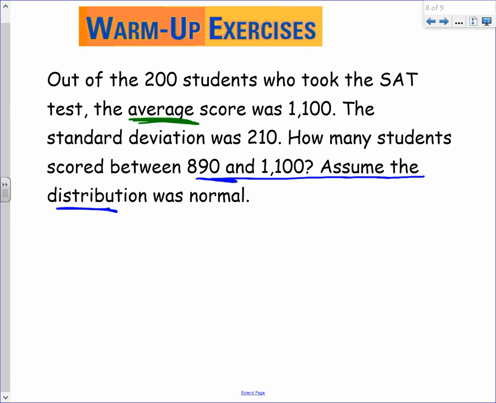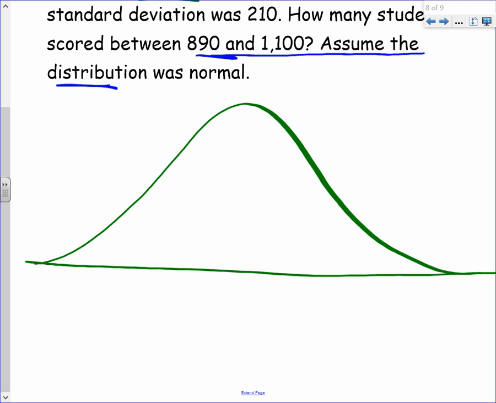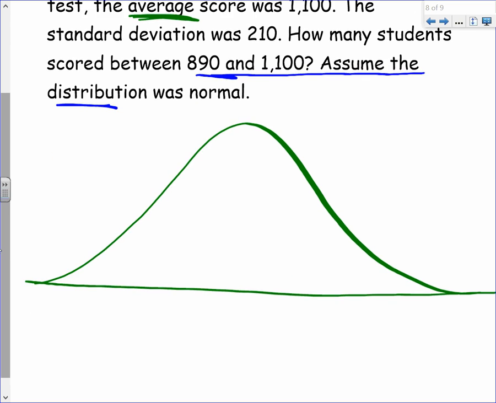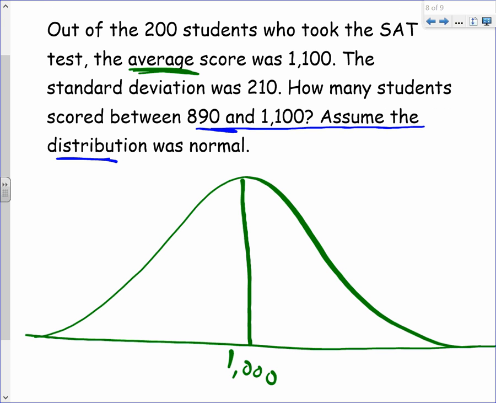So let me redraw a nice curve. Again, the more curves you draw, the better you're going to get on it. So the mean was 1,100. Go and draw a line right in the middle. 1,100. Okay. The standard deviation was 210.